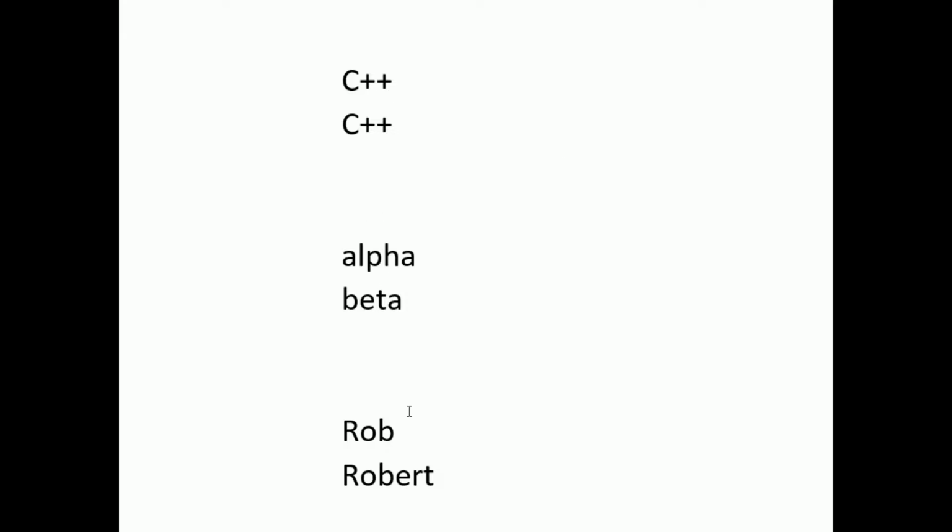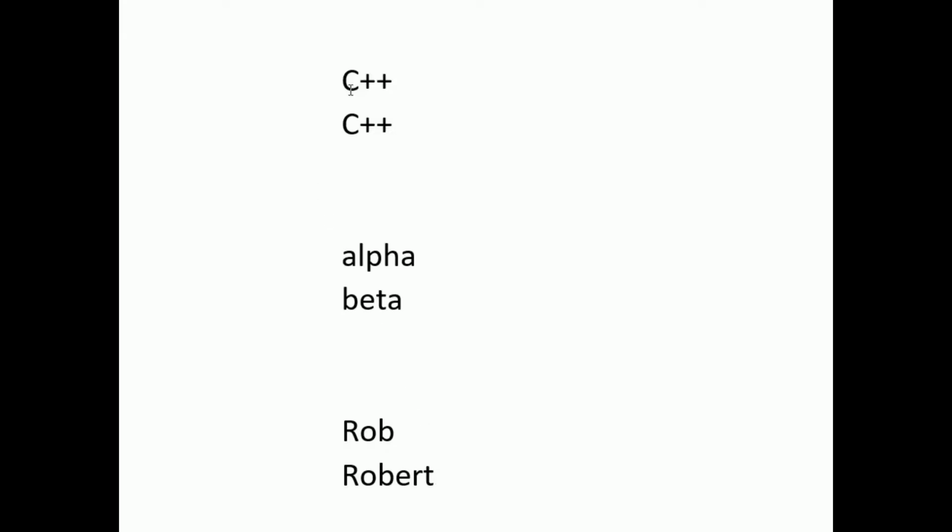Here I am showing the strings C++ and C++, alpha and beta, and Rob and Robert. We are going to compare each set of two. The algorithm for comparing first looks at the first character of each string being compared. If one of the characters is larger, then that string is larger.